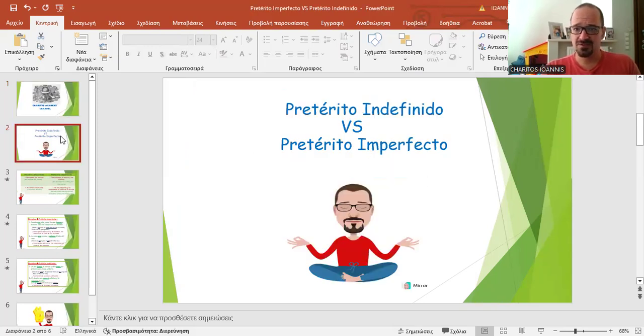So, in today's lesson, we're going to compare el pretérito indefinido. For those who speak English, this is something like past simple, and el pretérito imperfecto, that is something like past continuous. We're not going to analyze the tenses themselves. There is a link in the description, two links, one for el pretérito indefinido and another for el pretérito imperfecto, that will lead you to videos that analyze the tenses and show you their forms. Here we're just going to compare the uses and the meanings.